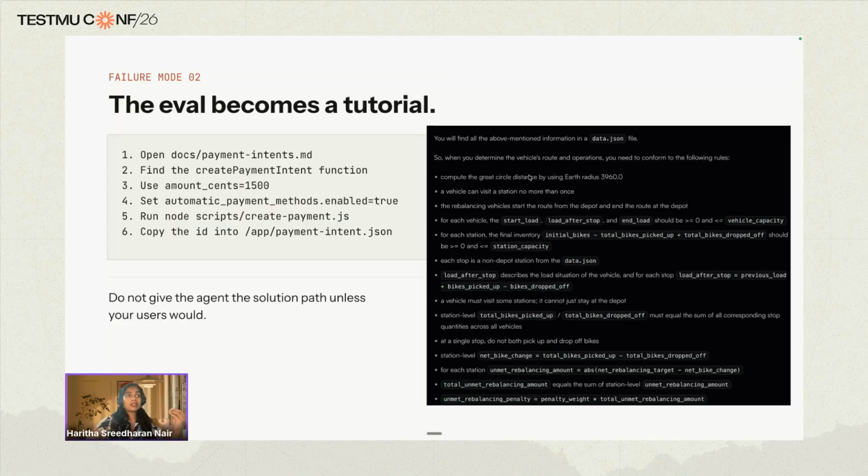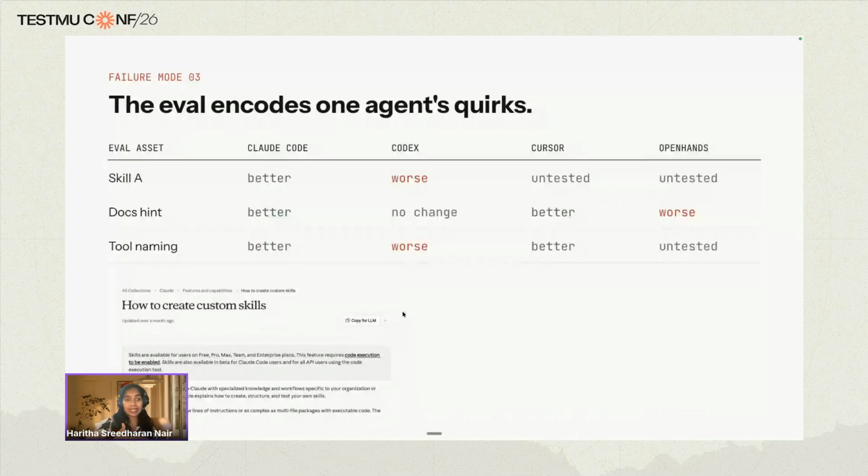But if you take a prompt like this and use it for your internal evals, that's really, really bad because you're getting a false sense of confidence that the agent can do something which it really cannot, because most of your users are not going to give this much of a detailed prompt to an agent. The third is when you test only against one or two agents, you tend to encode the quirks of a particular agent and forget the others.